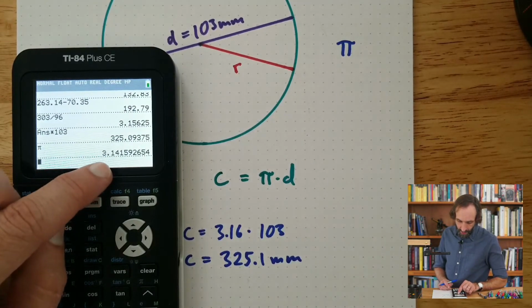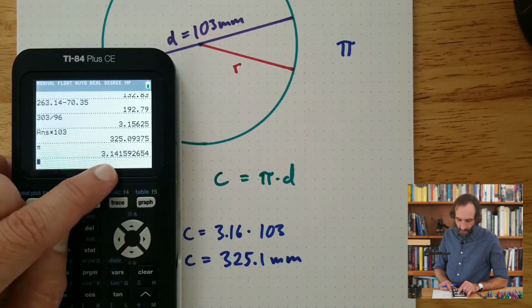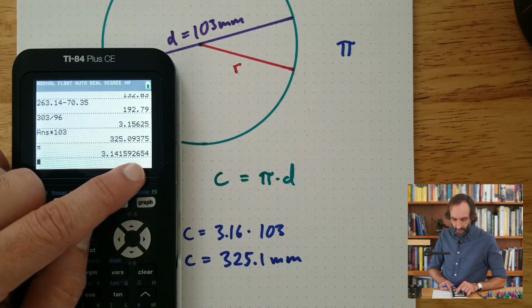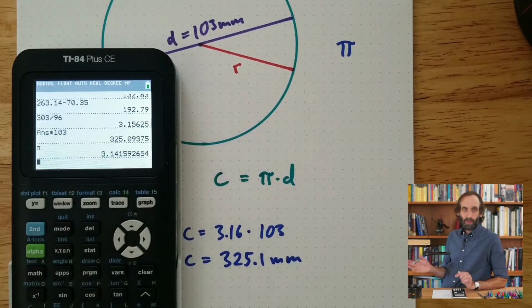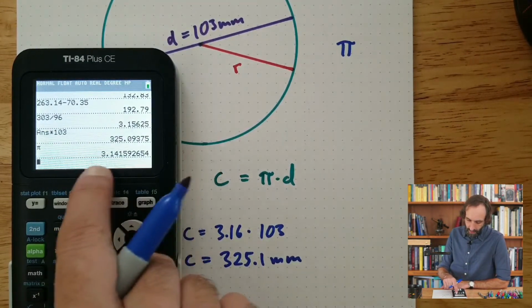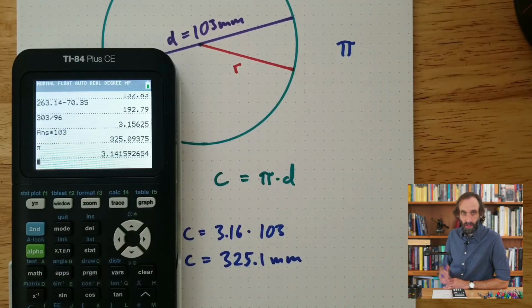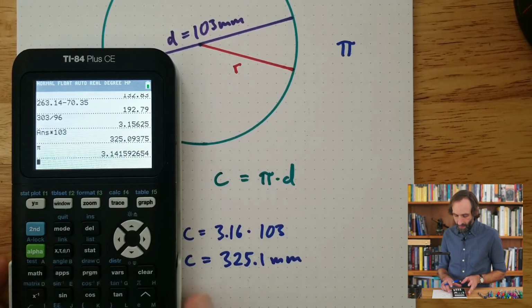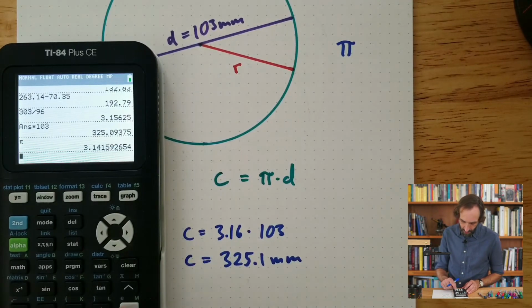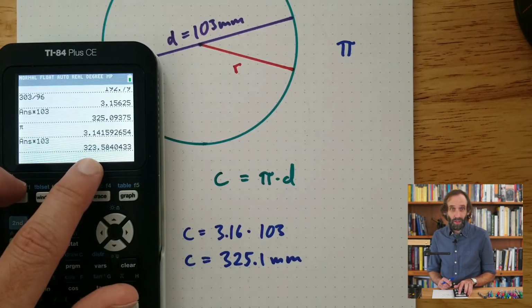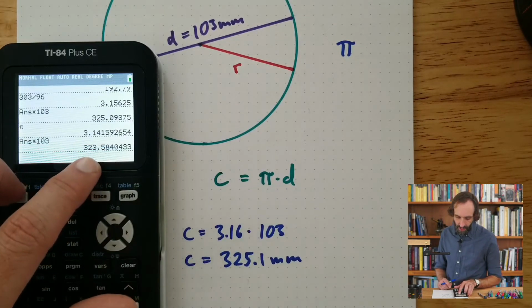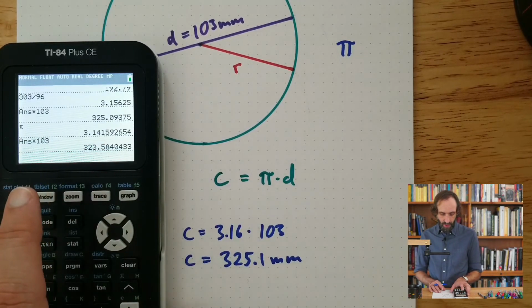Now, say my calculator gives the value of pi as 3.1415926.5, and then it goes on. It would continue on and on, but usually to the hundredths place, 3.14 is considered good enough for most applications. So if I use that value and multiply pi times 103, I get 323.58. I'll round that off to 323.6.